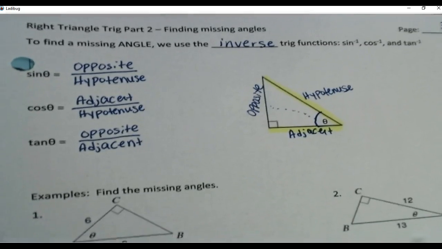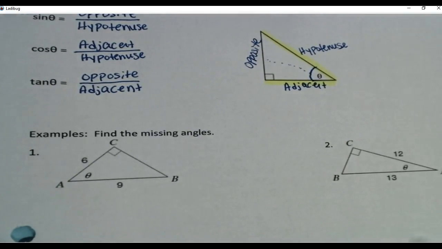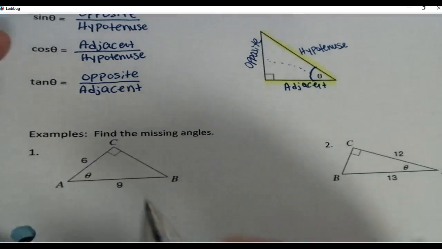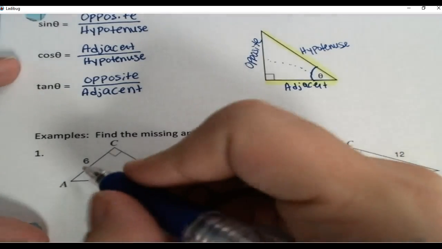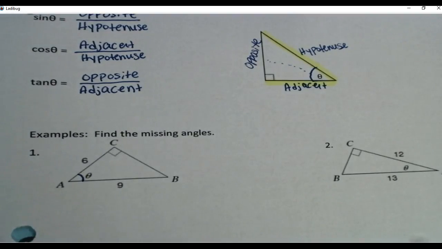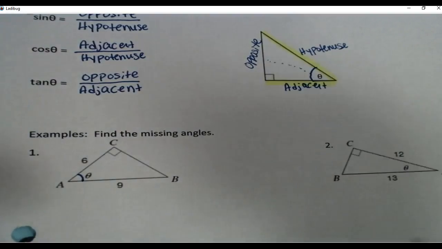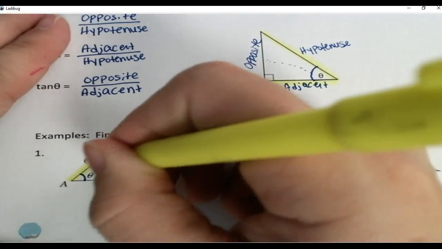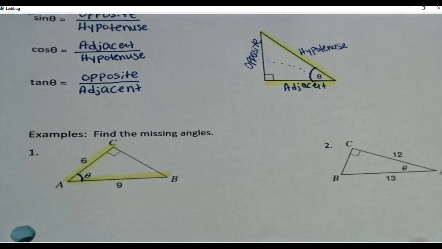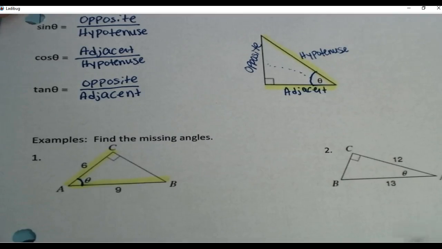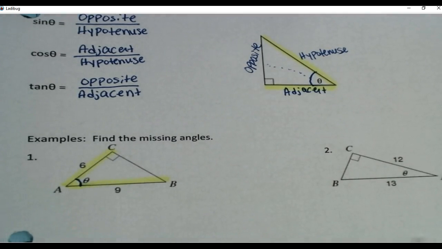Alright, let's do one. Let's look at number 1. The first thing we do, same thing that we did yesterday, is highlight our angle. The only difference is we don't know the angle measure, but we're still going to arc it and highlight it the same way. If I arc it, that tells me I'm highlighting AC and AB. Any questions on which one to highlight?